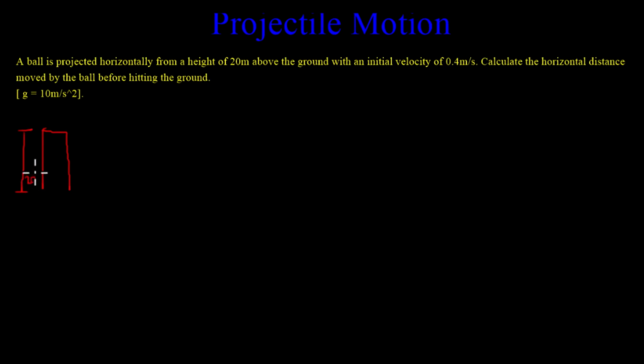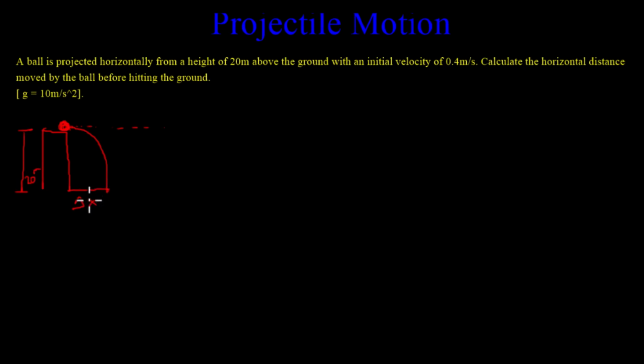This is 20 meters. Now, the ball is somewhere here at a height of 20 meters and it is projected horizontally. So normally this is supposed to go straight, but because of the influence of gravity, it is going down like this. Now, this is what we're looking for: the distance between the foot of this height and where it landed. So, that's delta x.